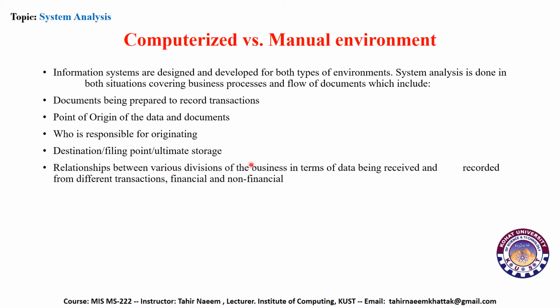Relationship between various divisions of business in terms of data being received and recorded from different transactions, financial and non-financial. So basically in a computerized or manual system, we have to record the divisions of businesses and what data is being inserted from which department, where it is recorded, and what effect it has on different components of the system. They may include financial or non-financial components.